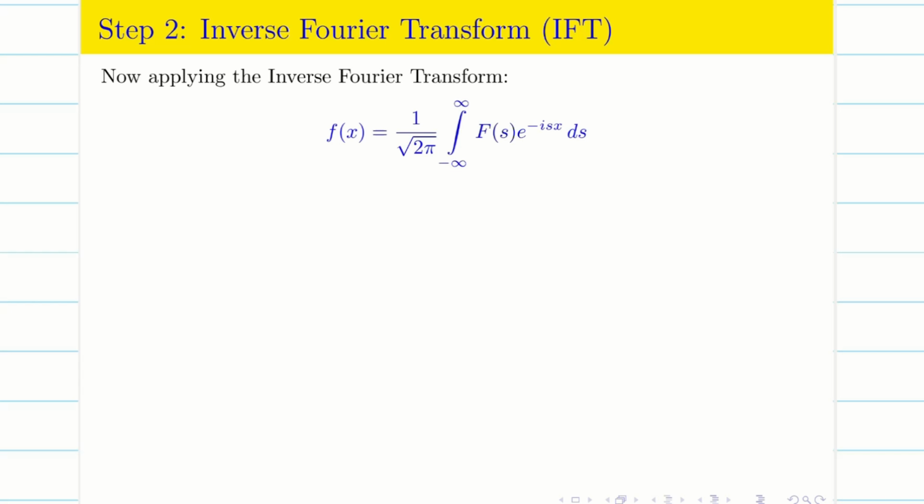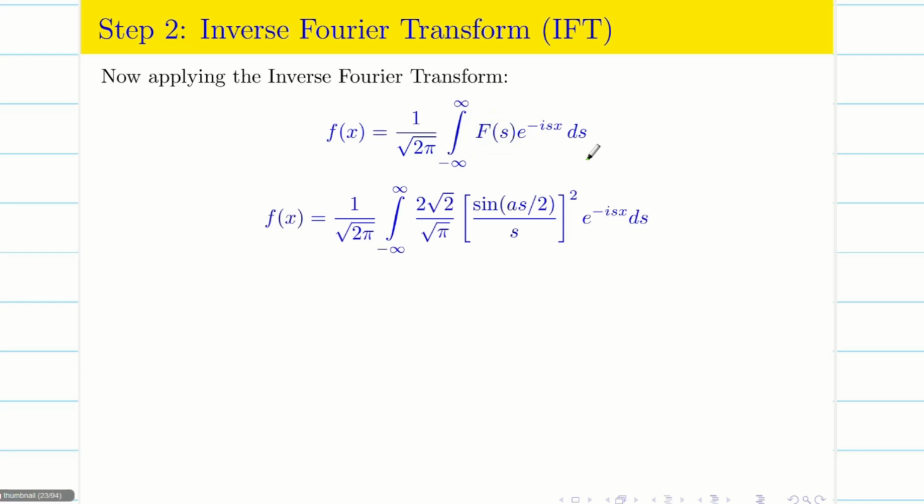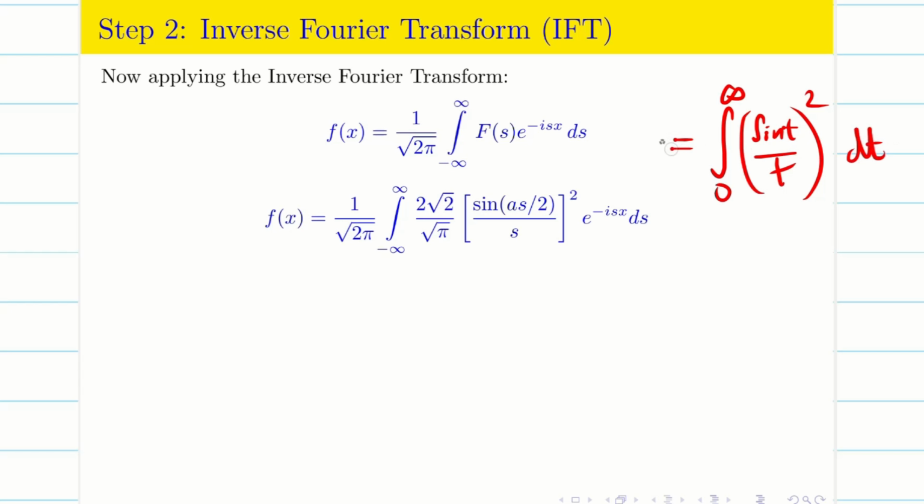Go for step 2. Write the inverse Fourier transform formula. Just now we found capital F of s. Substitute in the formula. Now I want to prove integral 0 to infinity (sin t by t) whole square dt is equal to pi by 2. See this problem. Whatever the things that are unwanted, I have to eliminate. e power minus isx: if I put x equal to 0, then this e power 0 will become 1.